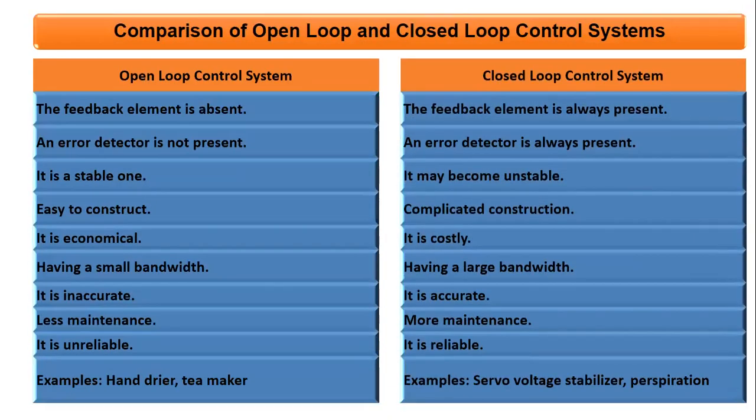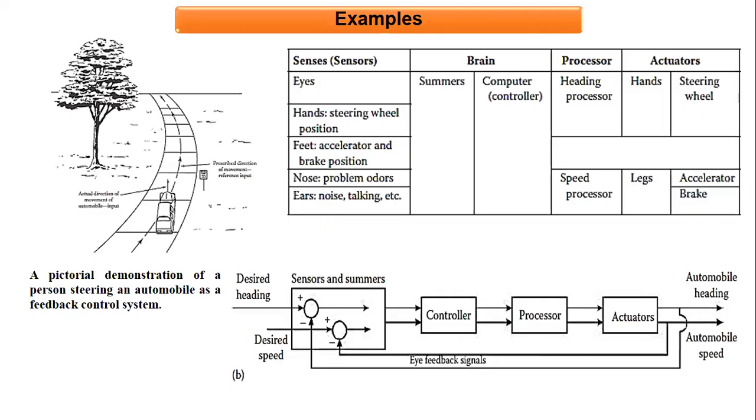So the comparison is shown here between open loop and closed loop control systems. We have a feedback element in closed loop control systems. We don't have any feedback in the open loop, and no error detector in open loop. Open loop systems are more stable as compared to closed loop, right? They have simple construction, are economical, and have small bandwidth. Closed loop systems have large bandwidth. So all these are the comparisons between open loop and closed loop control systems.